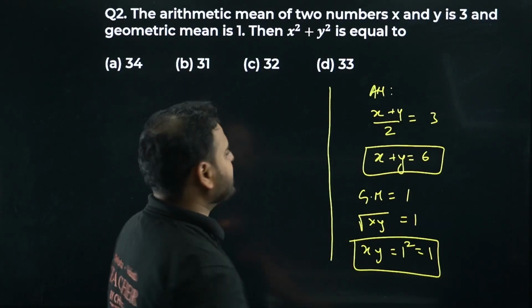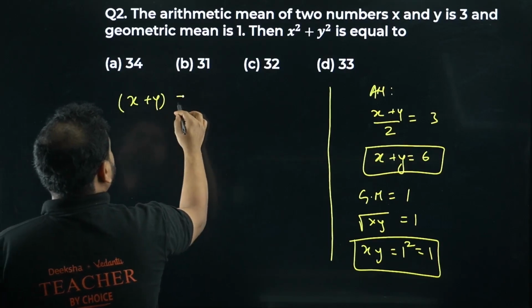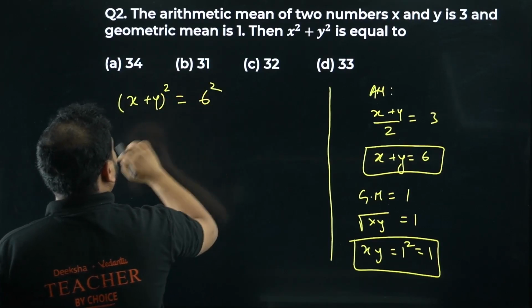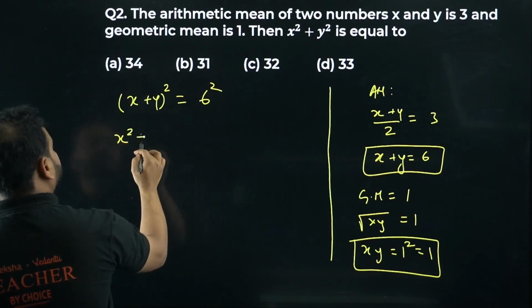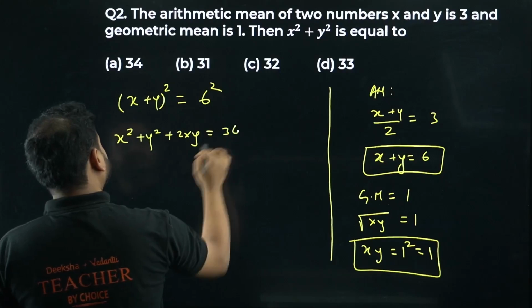Value of x square plus y square. Very simple, sir. We have this value now with us. Just take the whole square on both sides. What are you going to get? x square plus y square plus 2xy equals 36.